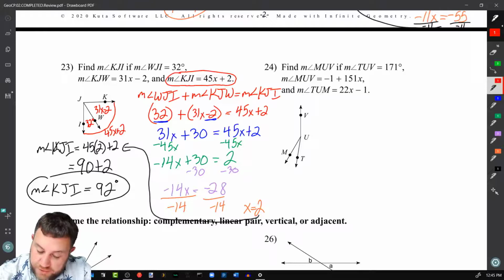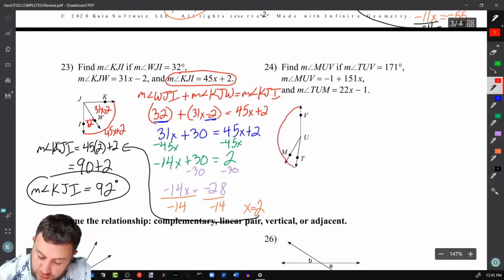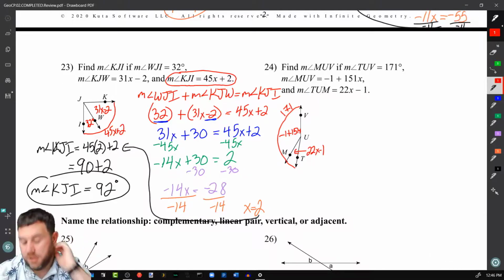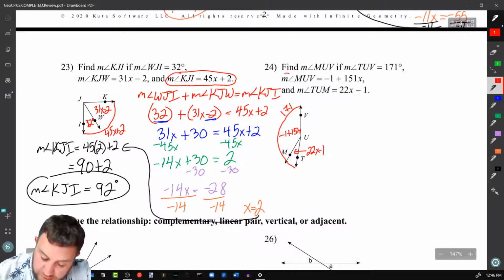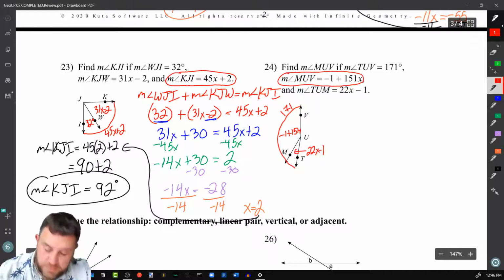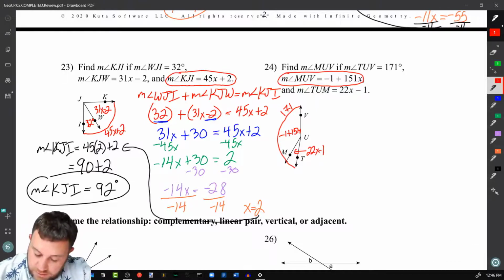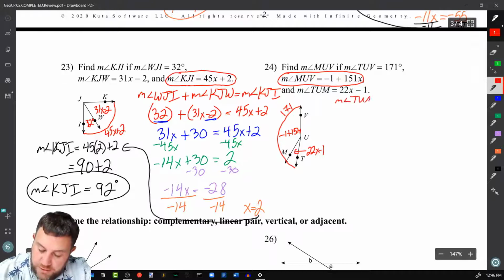All right, for number 24, TUV, that's the whole thing, is 171. MUV is negative 1 plus 151x. And TUM, I'm going to have to write it off to the side, is 22x minus 1. So small angle plus small angle equals whole thing. Oh, and we're looking for MUV. So that's the one we'll plug back into. So measure of angle TUM plus the measure of angle MUV equals the measure of angle TUV.